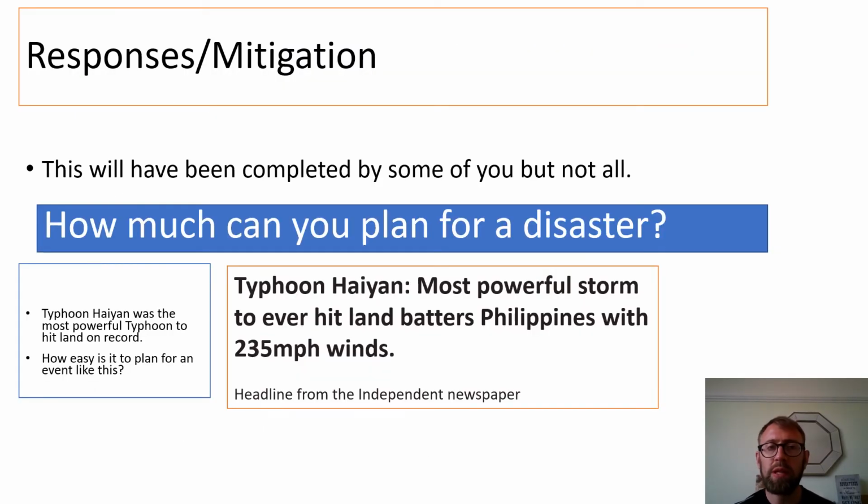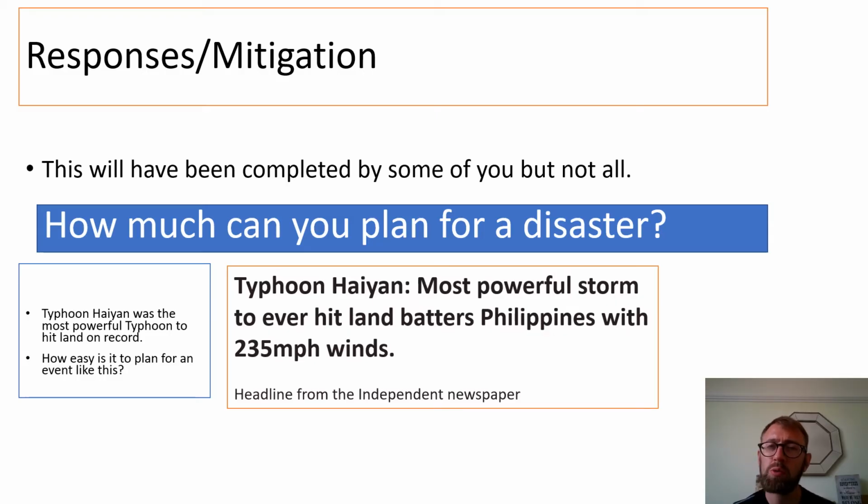Finally then, we can talk about this word responses. So what do people do? Remember, we use this word mitigation as well at times. The idea of reducing the impact, what can be done to reduce the impact, and understanding that word mitigation is important. So now, some of this would be completed by some of you, but not all. So you need to think about this as a real high level, more evaluated task. How much can you plan for a disaster like this?